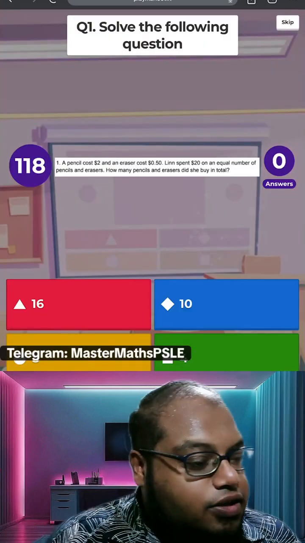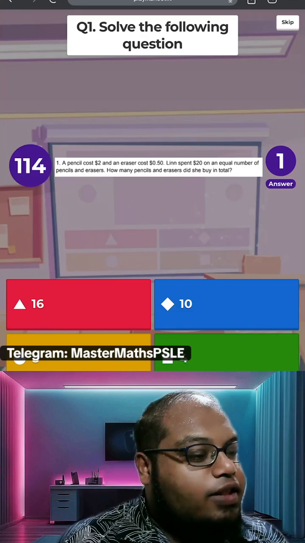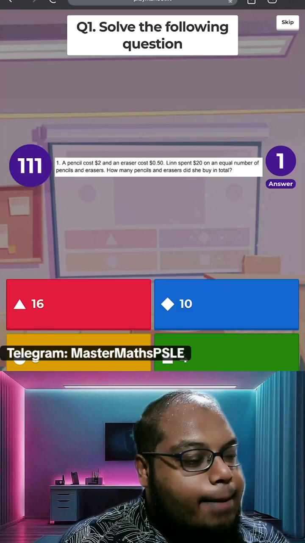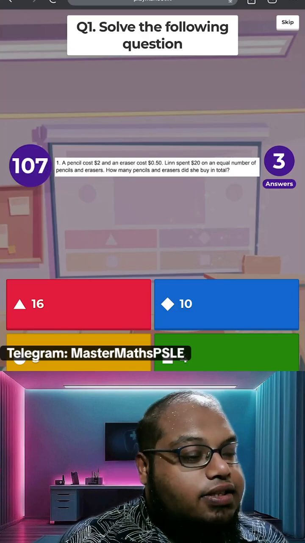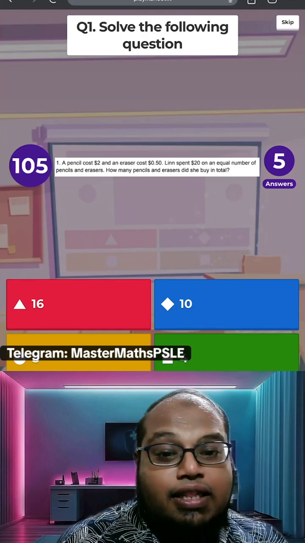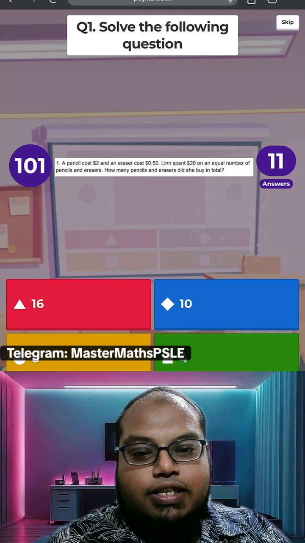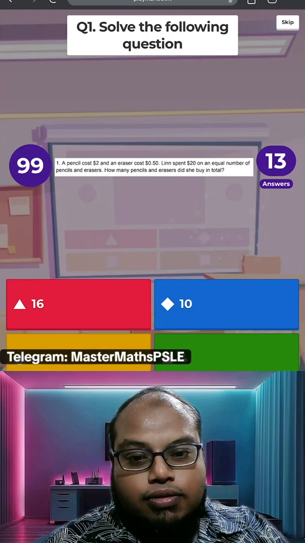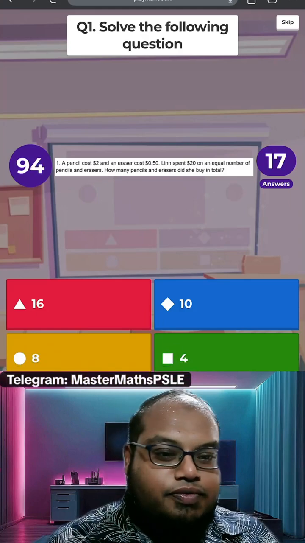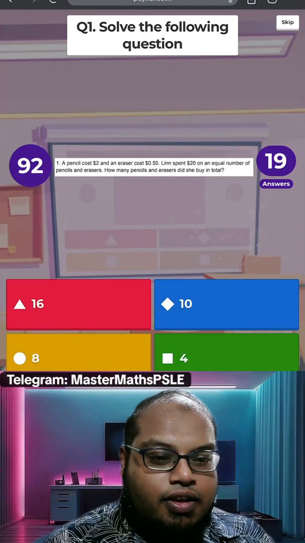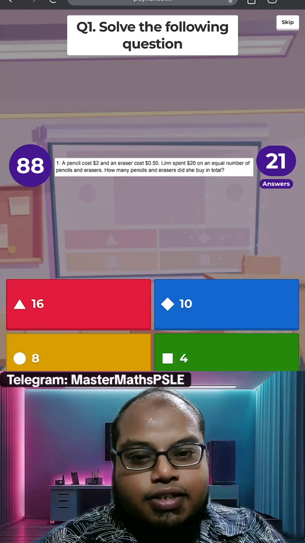A pencil costs $2 and an eraser costs 50 cents. Lynn spent $20 on an equal number of pencils and erasers. How many pencils and erasers did she buy in total? The keyword there is total. 90 more seconds.